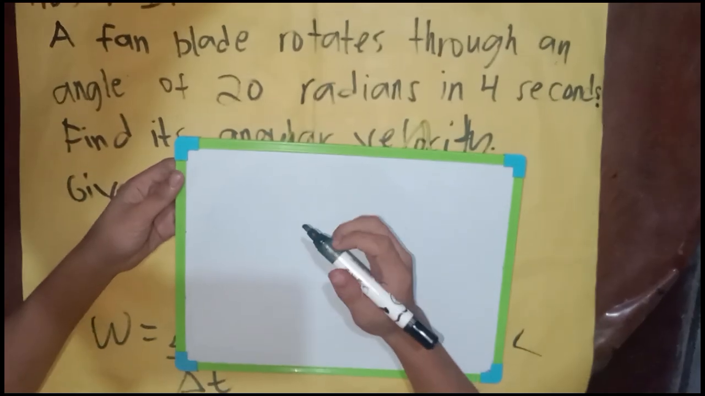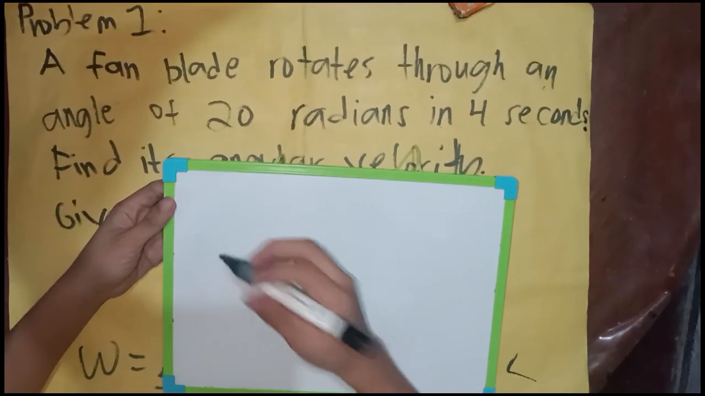Today we're going to talk about angular velocity. We already know about rotational motion, right? Well, angular velocity tells us how fast something is rotating or turning in a circle. It's the rate at which an object moves around a circle, or how much angle it covers in a certain amount of time.